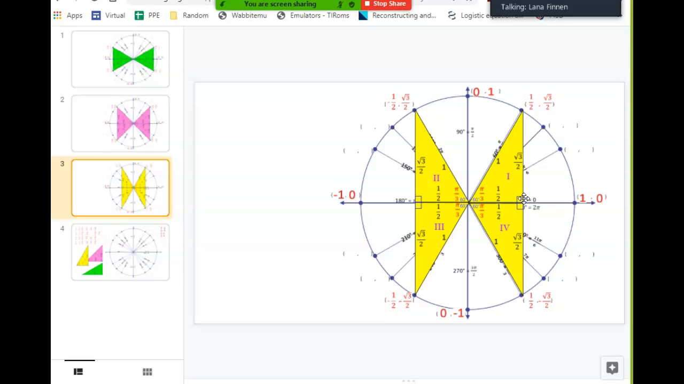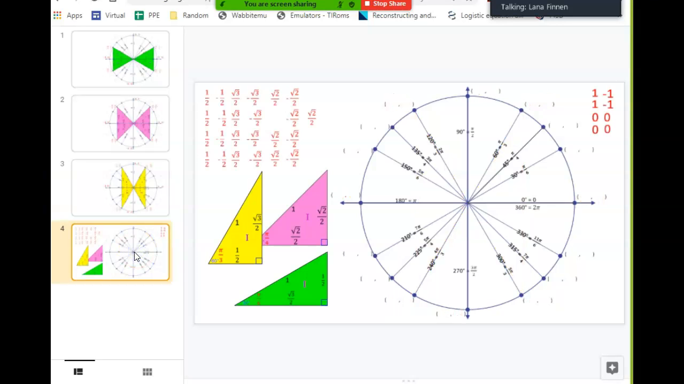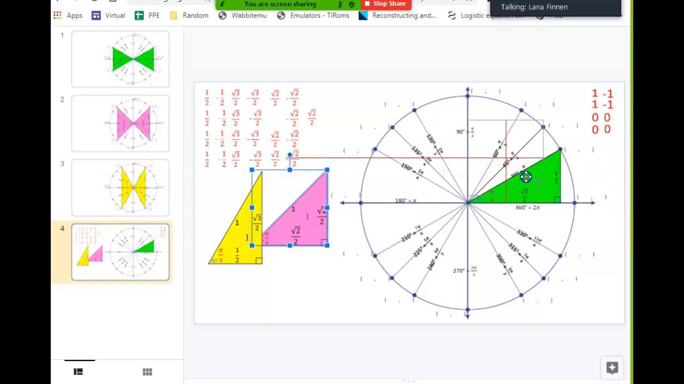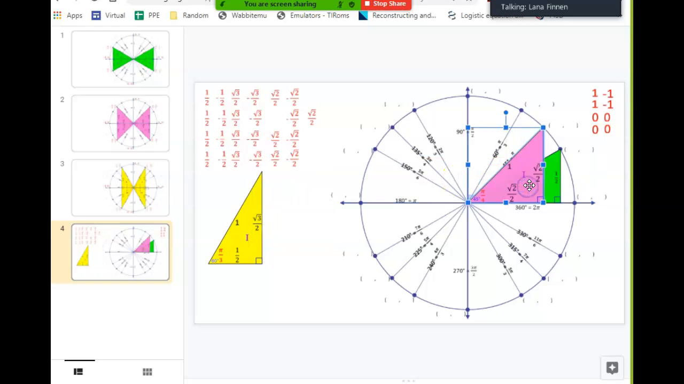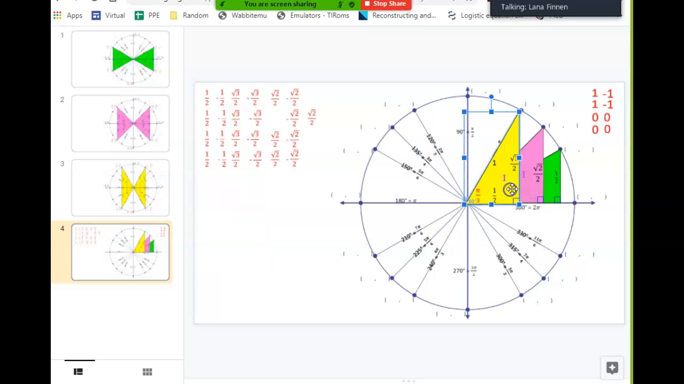All right. Let's go to slide 4. I want you to take your green triangle, put it in the first quadrant, then take your pink triangle, put it right on top of it, and then take your yellow triangle and put it right on top of that. And if you wanted to, and you know how all the little functions work, and you wanted to actually reflect them to the other quadrants or whatever, you can.